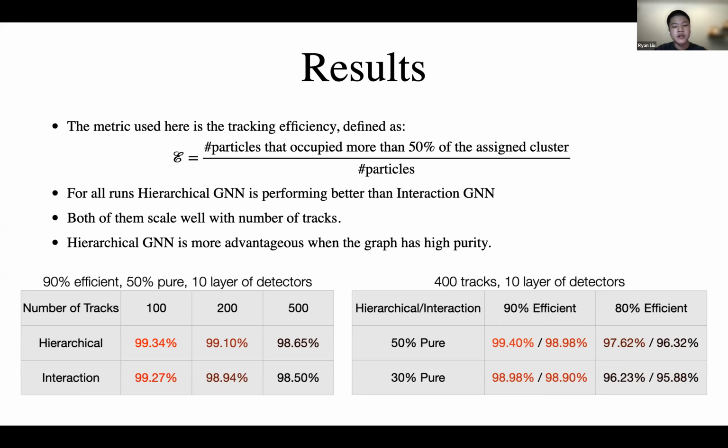And as expected, for graphs that are pure, hierarchical GNN is more advantageous. This is expected since if the graph is not pure enough, then the pooling result might be confused by these impurities, thus making the hierarchical structure not easily learnable.